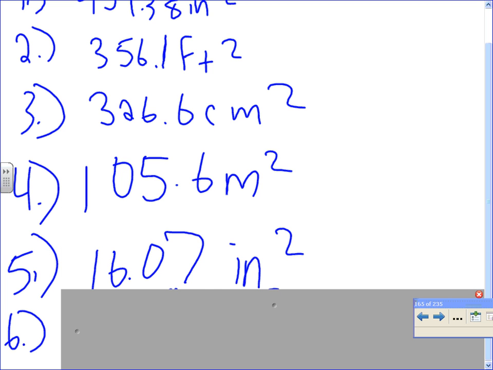Okay, number 6, Annalise. You're off on that one. What did you put for your slant height? Okay, that's right. You probably forgot about the 1/2 on the right-hand side. So for number 6, you should have 38.465 plus 116.494, and you get 154.959.